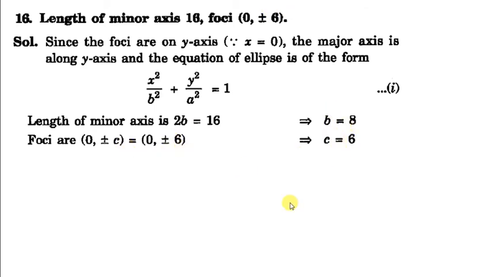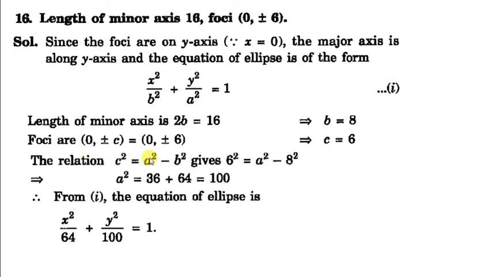And with the help of these two we can find a square using a square equal to b square plus c square. So a square is 100, so we can write the equation now as x square upon b square, b is 8, so it becomes 64, plus y square upon a square, and a square is 100, so y square by 100 equal to 1. So this is the equation of the ellipse.